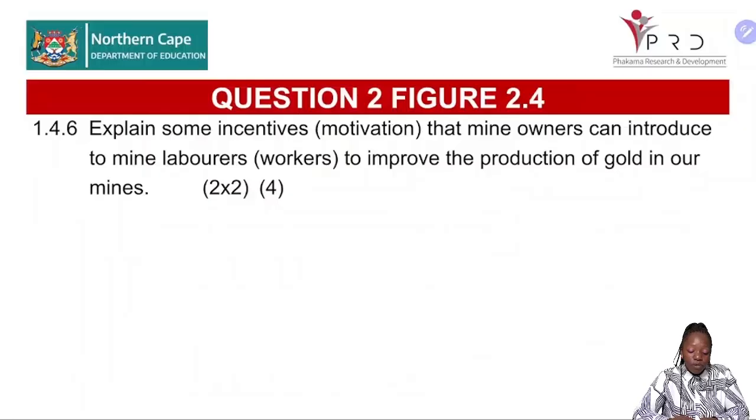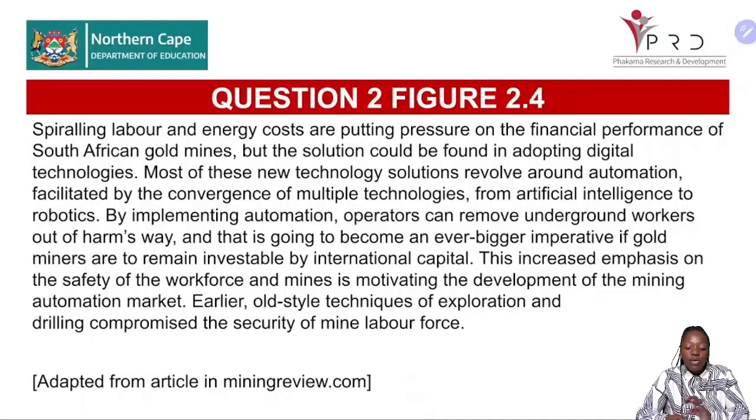Then your 1.4.6, you explain some incentives, which is the motivation that the mine owners can introduce to mine laborers, which is the workers, to promote the production of gold in our mines. Then again, you are not told how many responses you're supposed to give, but by looking at the mark allocation, which is 2 times 2, you then realize that you need to give 2 responses.